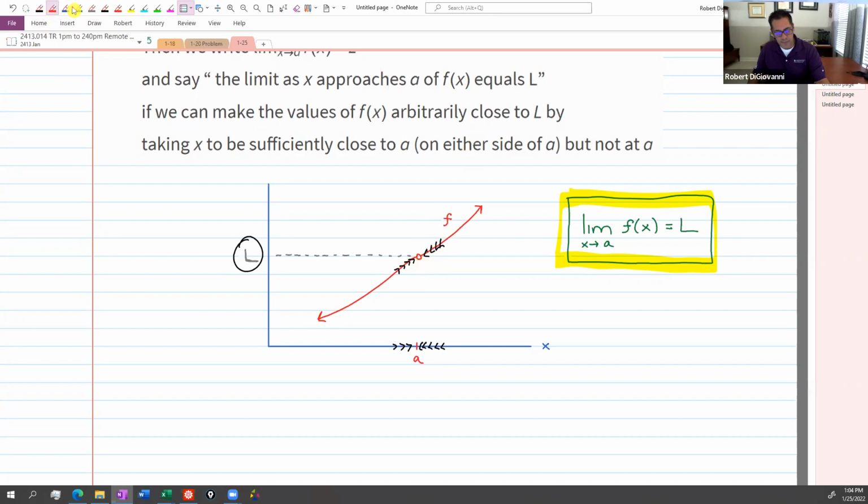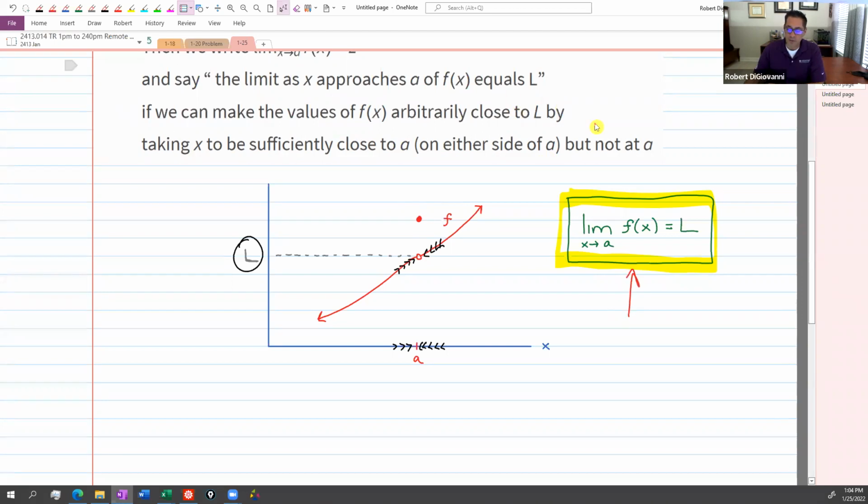The limit is still going to be L. I could have my function be defined to be a dot up here. That has no impact on the limit. So limit means left and right headed to the same place. Got it? And that's the notation we use.